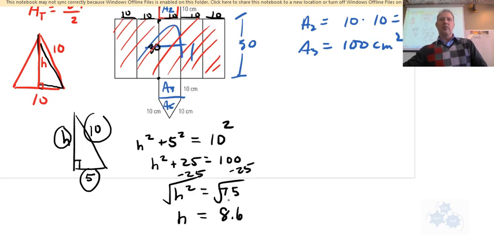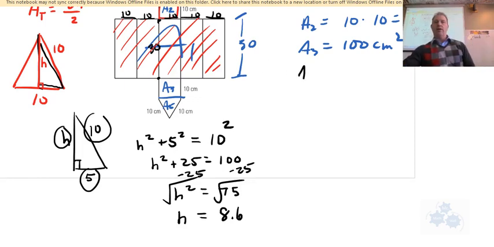What's 8 squared? Do you know? What's 8 times 8? 64. What's 9 times 9? 81. So is 75 between 64 and 81? It is. So 8.6 makes a whole lot of sense. All right, so we found that out.